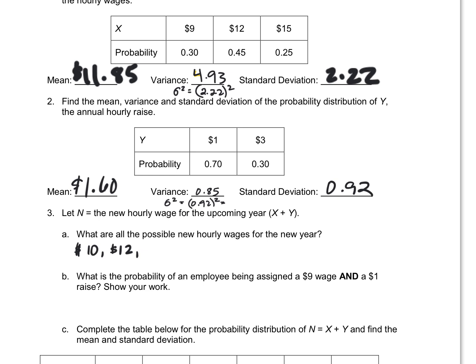All right. So I've considered both options of my raise if I have $9. Now let's do it for 12. If I had $12 and I got a $1 raise, it's now 13. With $12, a $3 raise gives me 15, right? 12 plus 3 is 15. All right. $15, you get your $1 raise, I have a 16. And $15 plus 3 gives me 18.